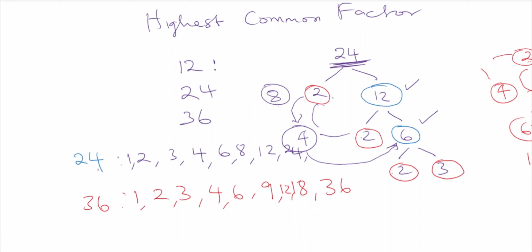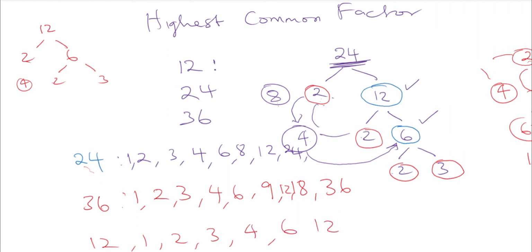Okay, so we have 24, we have 12. Then, of course, let's quickly do 12. So 12, 2, 6, 2, 3, 2 and 2, 4. And I think that is all there is. So for 12, we have 1, 2, 3, 4, 6, and 12. Okay, so now we've listed all the factors.